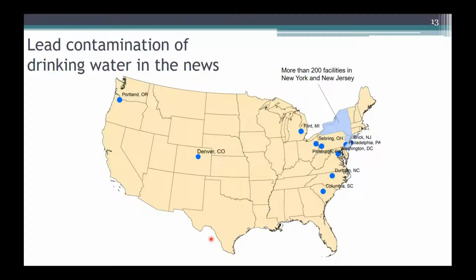And just a quick search of the news as of about a year ago, I found a number of cases throughout the country where lead contamination had been reported in drinking water. And this includes a study in New York and New Jersey that found that more than 200 facilities had experienced elevated lead concentrations in their drinking water, okay? So, I think after the issue in Flint, Michigan, the problem of lead contamination really became more in the public consciousness. And that's part of the reason for the uptick in the stories since then.